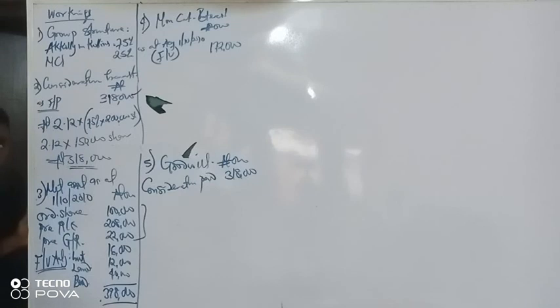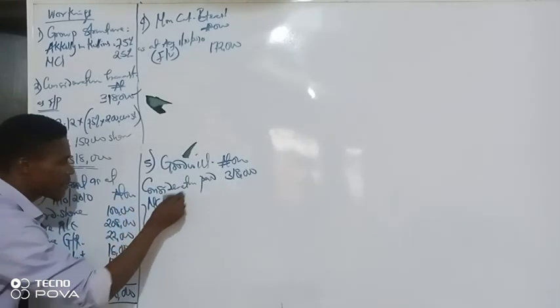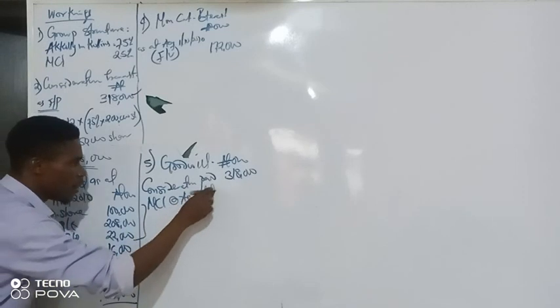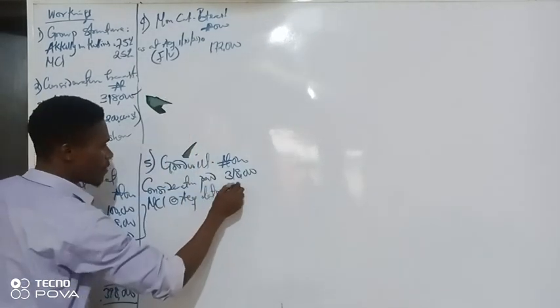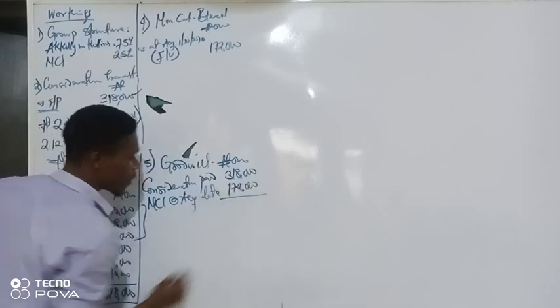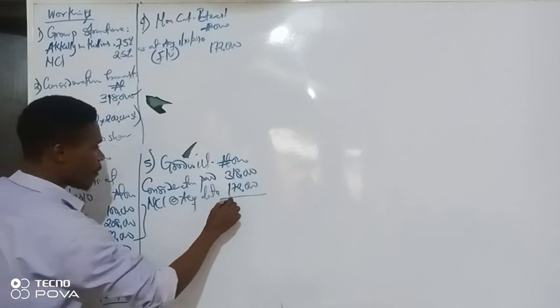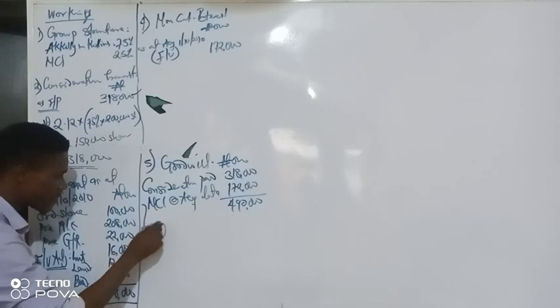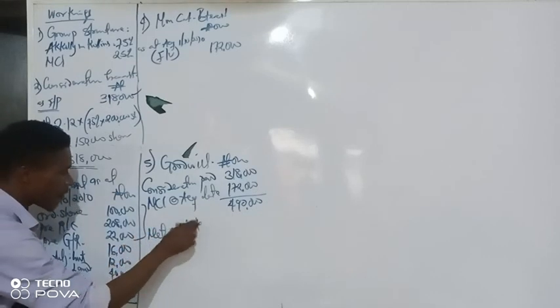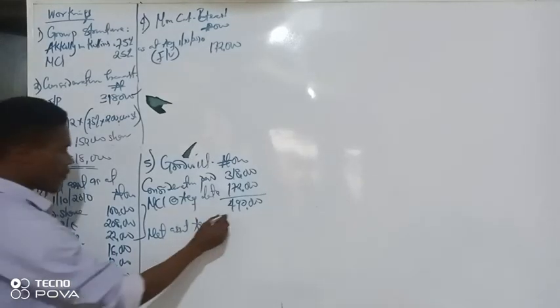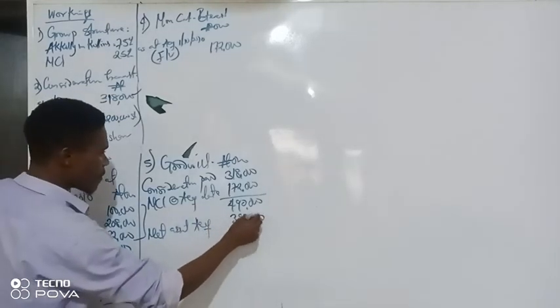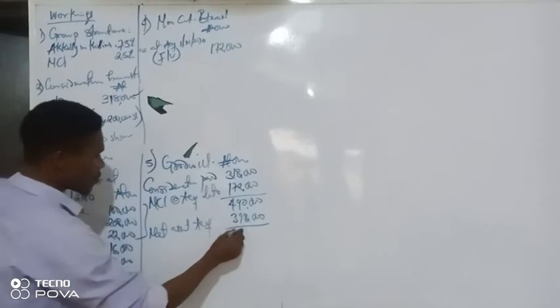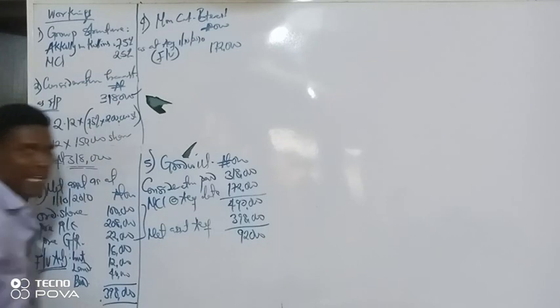What next now? NCI. Our NCI at acquisition date is 172,000. What does that add up to? 490,000. Then our net assets acquired. How much do we acquire? 398,000. Now, this is our goodwill at acquisition date.